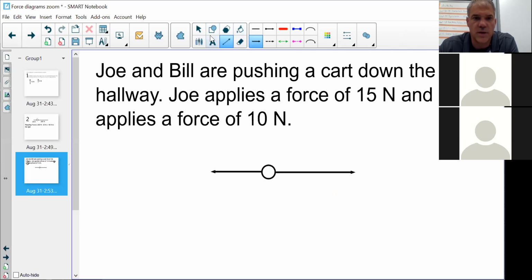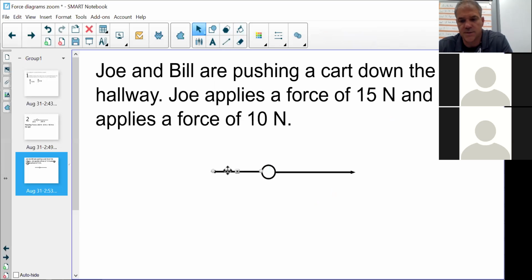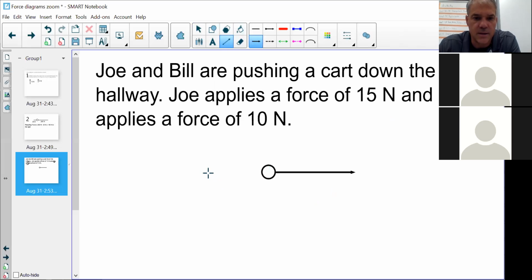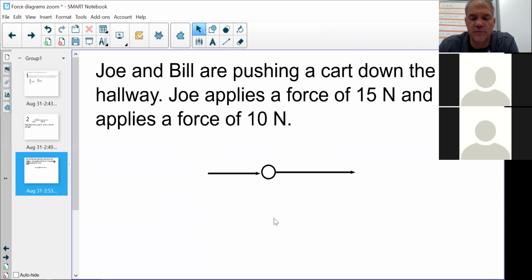Very good. So I think the easiest way for me to do this is delete that arrow and draw a new one like this, right? Now, with force diagrams, when forces are going in the same direction, you can put them on different sides of the circle so they're both pointing to the right. They could both be pointing to the left because the scenario is not specific enough.